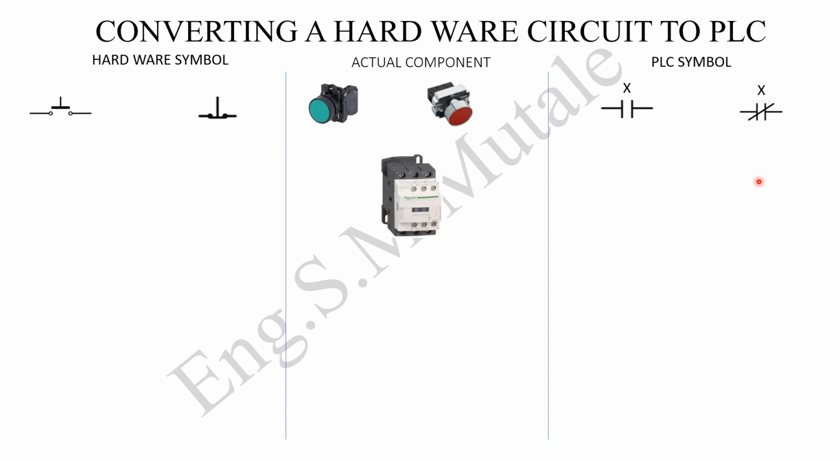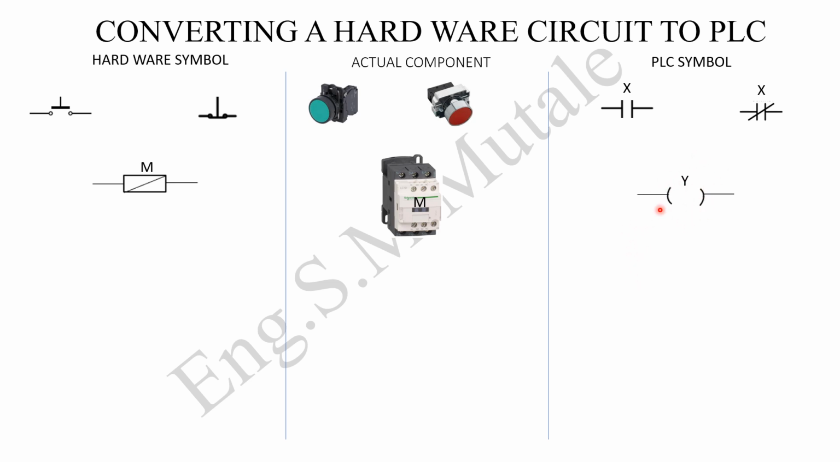We've got the contactor. The actual symbol looks something like that, and the actual component looks like that. For example, if we are looking at contactor M, for the hardware, it looks something like that and it will have the name M. That's the coil for that contact. In PLC, the contactor coil is represented by that symbol.